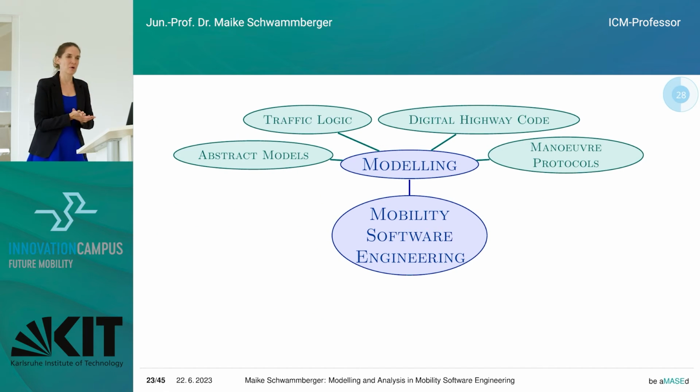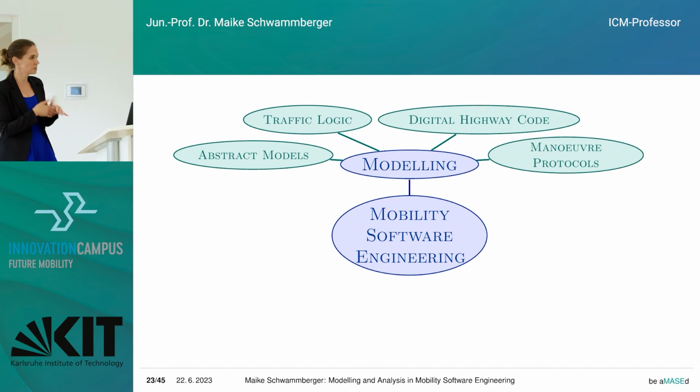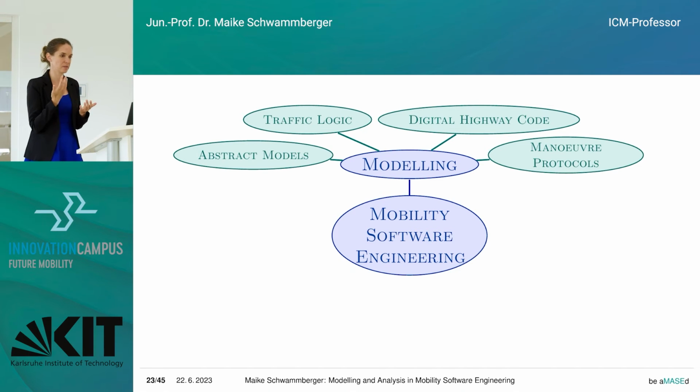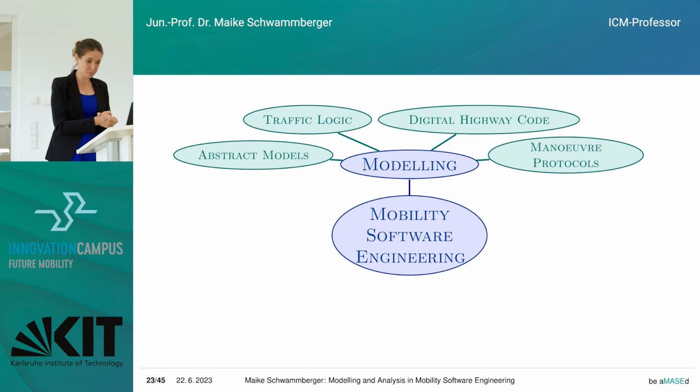So to summarize, we talked about modeling. We had some mechanism, this spatial logic. We have seen abstract models for traffic. We have seen that we have to formalize traffic rules. And we have these protocols for doing maneuvers like turning at intersections, or maybe also for following traffic rules.